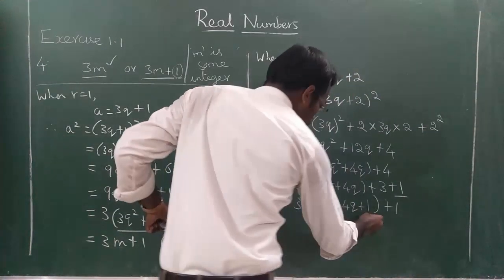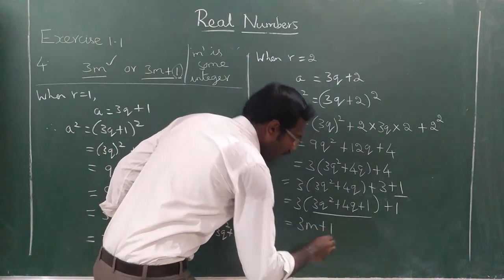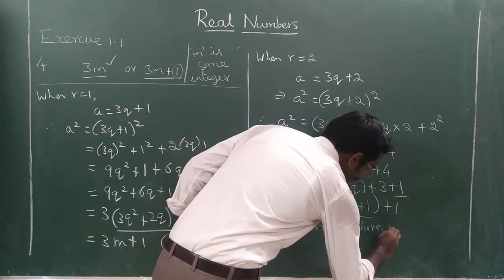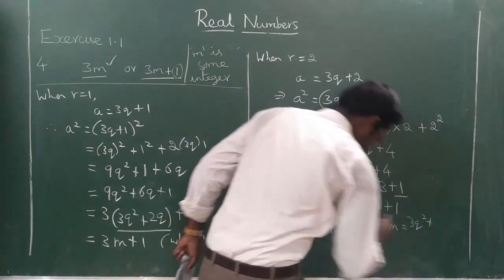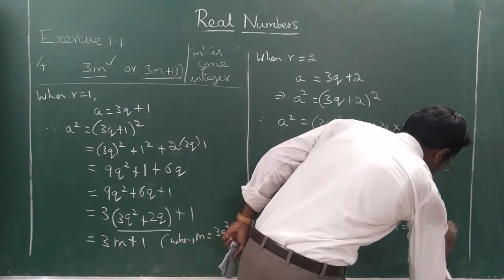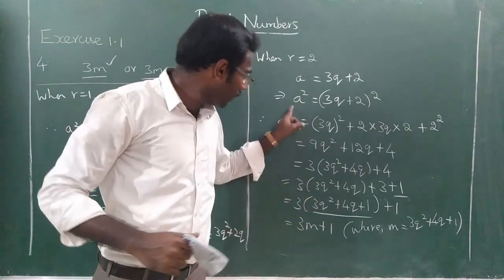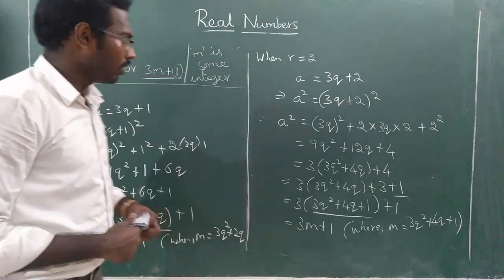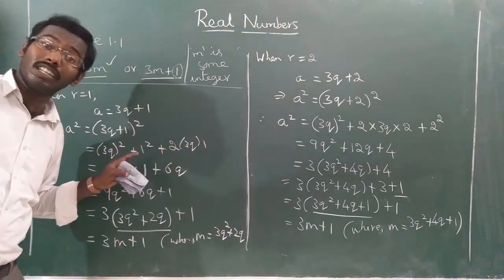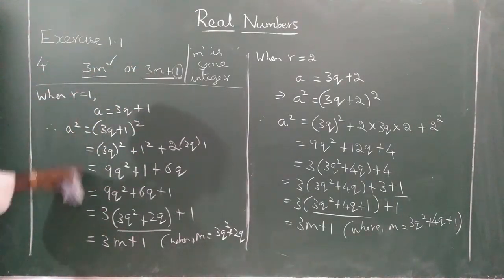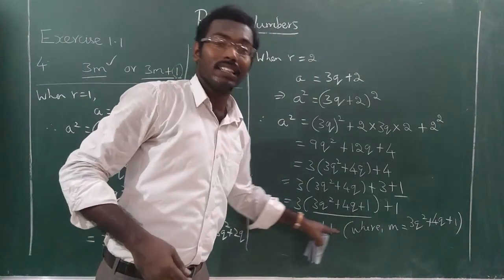So now that's all. This whole term you will take as m. So that is equal to 3m plus 1, where m is equal to, what is the m value? 3q square plus 4q plus 4. That's all. So now you prove that a square is of the form 3m plus 1. Okay. So either it should be 3m or 3m plus 1. When r is equal to 0, it was in the form of 3m. When r is equal to 1, it was in the form of 3m plus 1. When r is equal to 2 also, it was in the form of 3m plus 1.